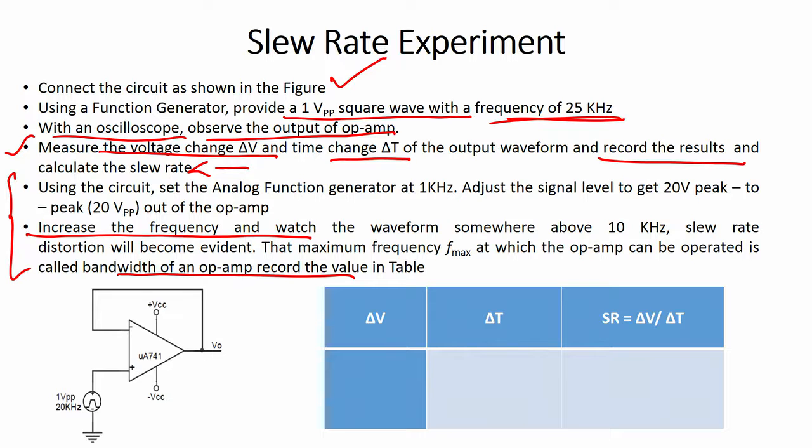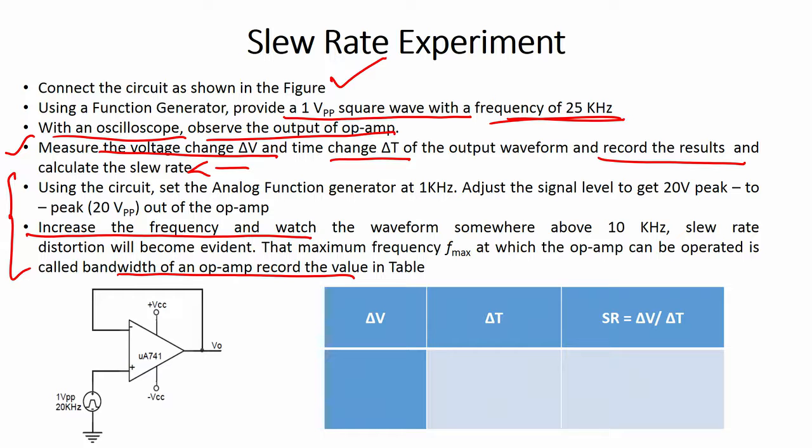Here we are not measuring the maximum frequency, which is why you do not see a column for it in the table. Our idea is just to measure the slew rate, and for that we have to measure delta V and delta T. What we need is a function generator, an oscilloscope, and an operational amplifier. So, let us see how we can do it.